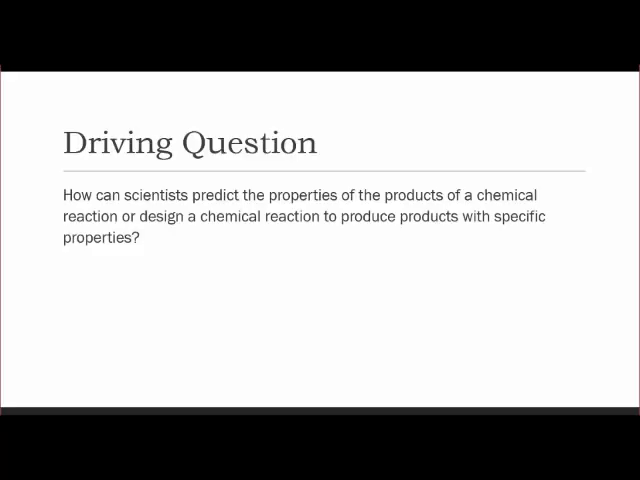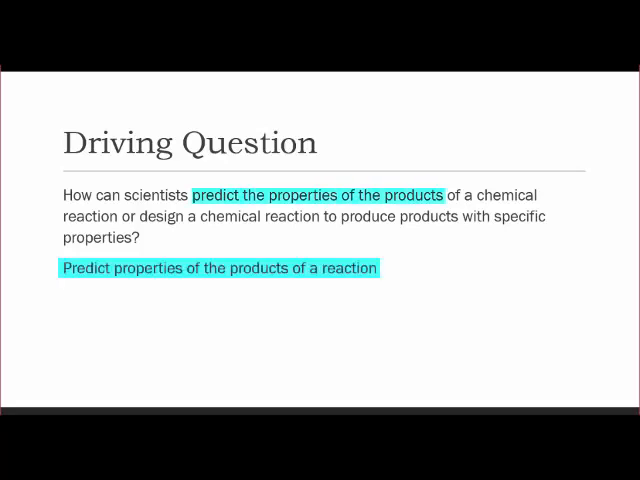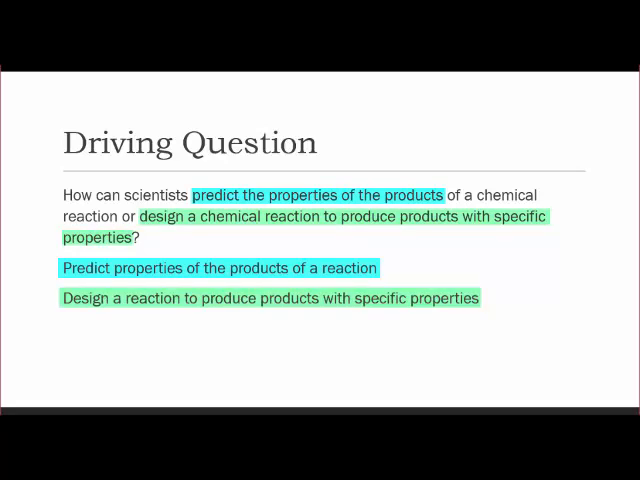The driving question that you're being asked to think about in this investigation is how scientists can predict the properties of products of a chemical reaction, and also how can they design chemical reactions in order to produce products with specific properties. So this is basically all of what chemical engineering is about. How do we take raw materials, reactants, and turn them into the products we want that have the properties we want? And on a very small scale, that's what you're going to be seeing in this investigation.